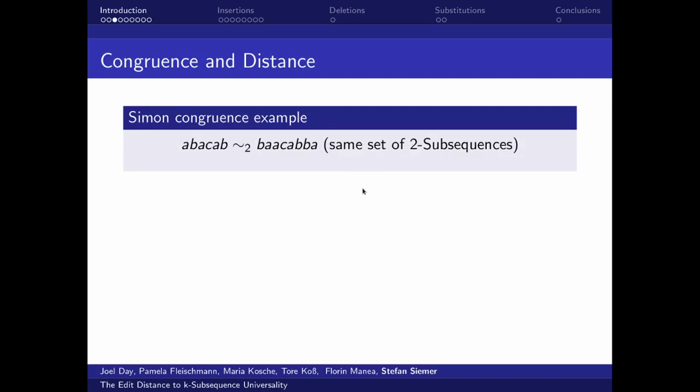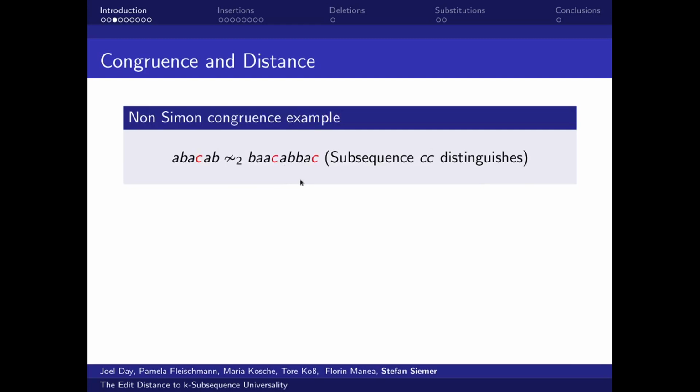Okay, so let us go on and have a look at some modification. We have this W and W prime, and we know that these are two Simon congruent. So what happens now if we modify the right hand word a little bit and append a C, for example? Then we can see that these two words are no longer two Simon congruent, because this CC subsequence distinguishes both words. So a natural question to arise is how many edit operations do I need in order to make two words Simon congruent again, or two Simon congruent again in this case?